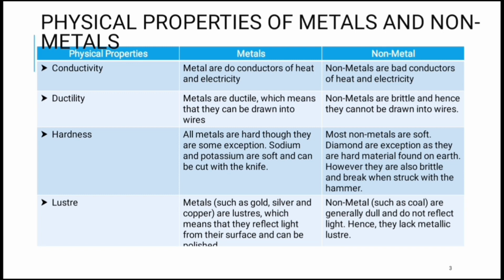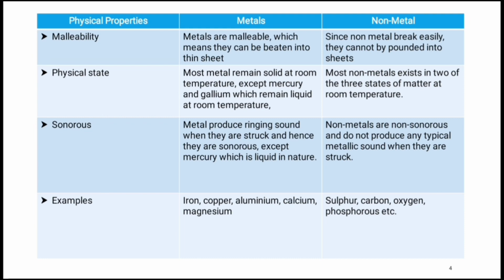Next comes luster. Mostly all metals have the shining property, which means they are lustrous. You can see the gold and silver jewelry in your home, which shines very brightly. And non-metals don't have the texture of being shiny and lustrous. Next comes malleability. Metals such as silver and aluminium can be converted into thin sheets. This property is called malleability. When we try to do this with non-metals, it is not possible.